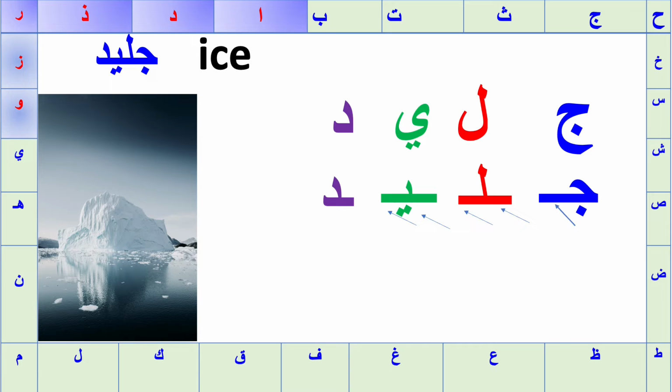Now again, the ya also can connect to the right and to the left. Finally, the d, jalid. Then the letters come close to one another to form the word jalid, meaning ice, jalid.